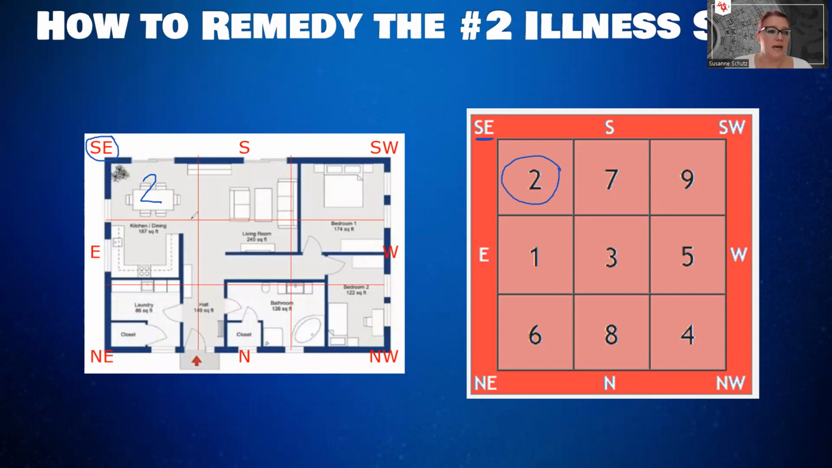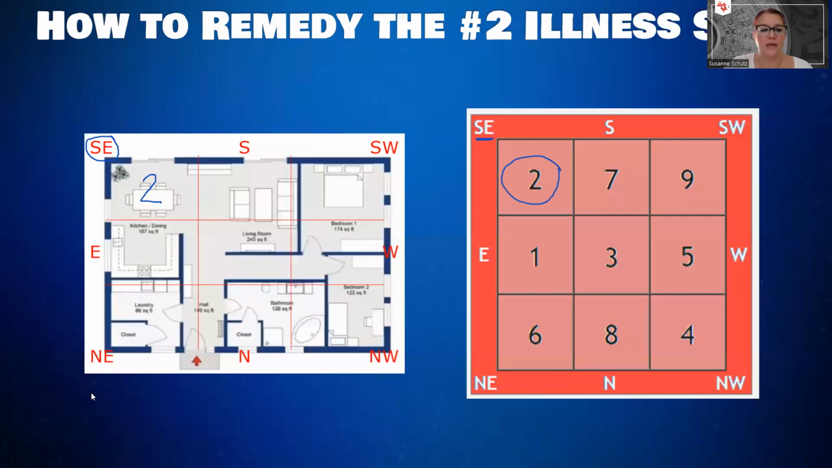So I guess this is the dining table or part of the kitchen dining area, right? So this is the southeast. So we know this is where the illness energies are taking residence in the year 2024.